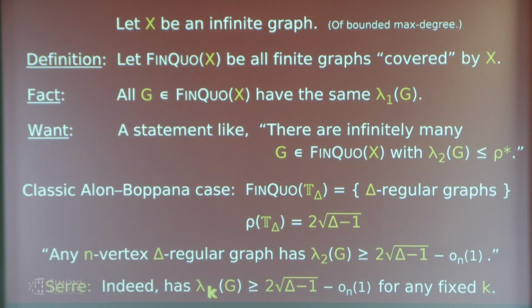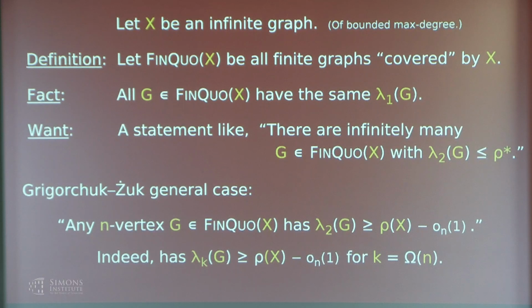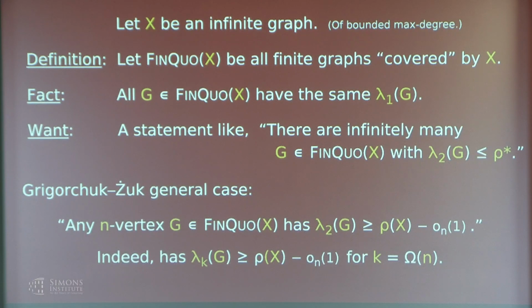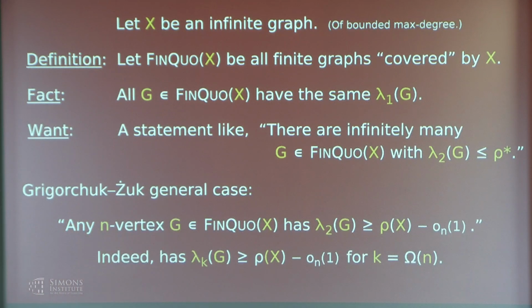Actually, you can say stronger things than this. It is commonly attributed to Serre, the stronger result, that in fact, for any fixed k, even the kth largest eigenvalue has to be at least this magic number, 2 root delta minus 1, minus little o of 1. And even that a linear fraction of the eigenvalues have to be bigger than this spectral radius of the infinite graph. And this has a generalization to the case where this infinite graph is not just a regular tree, and it's not just a tree at all, in fact. So Grigorchuk and Żuk showed that for any infinite graph X, if you look at all the finite graphs covered by it, their second largest eigenvalue always has to be basically at least the spectral radius of X. And in fact, this stronger generalization about a linear fraction of the eigenvalues is also true.